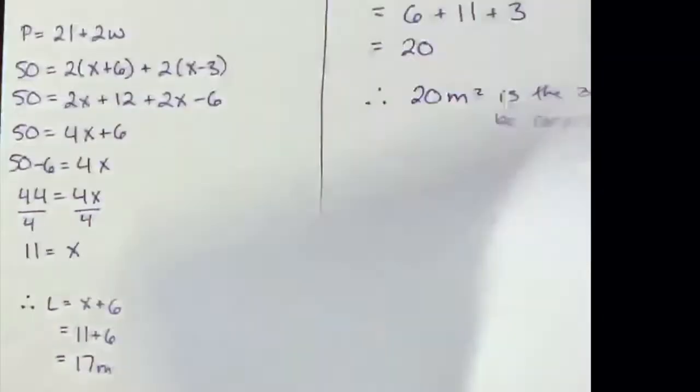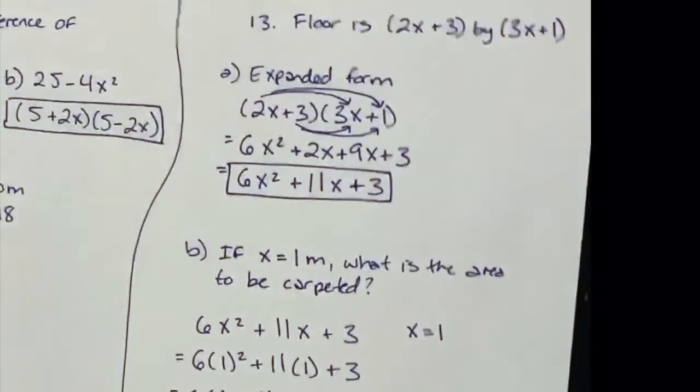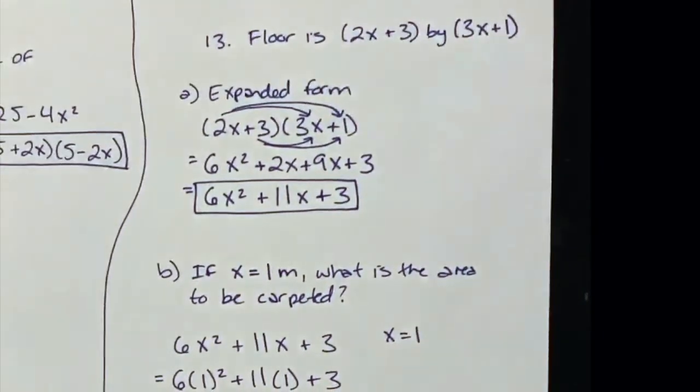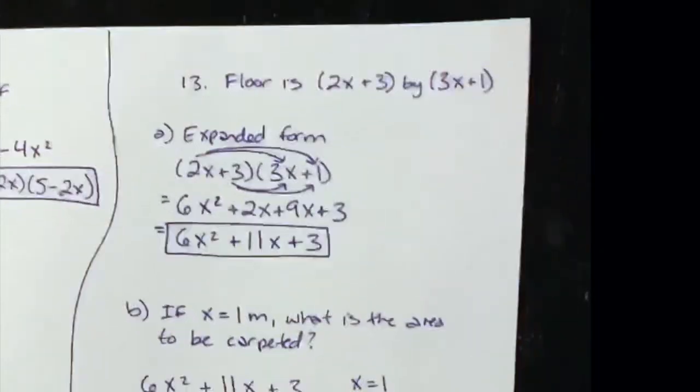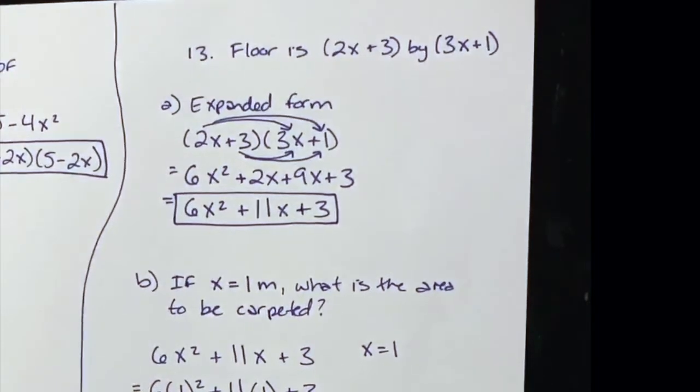All right. Question 13. Okay. The floor is 2x plus 3 by 3x plus 1. So those are our dimensions of our floor. So first it asks for expanded form.